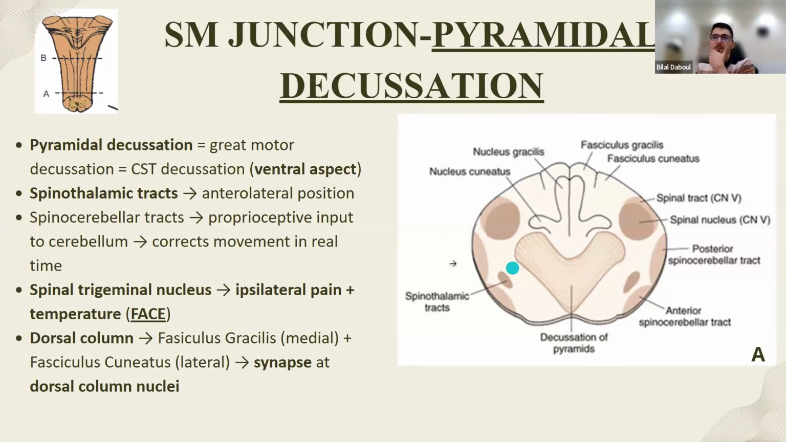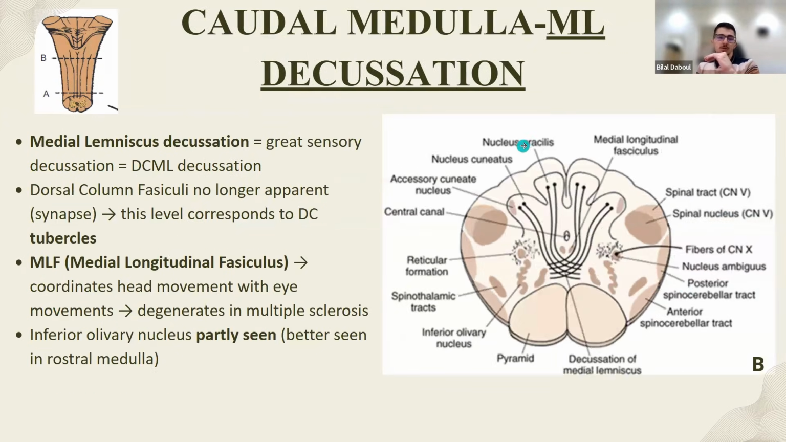The major thing I want you to remember at this section would be the pyramidal decussation, or the great motor decussation, the decussation of the corticospinal tract, the main motor tract. Again, ventral most aspect. Now we proceed to an upper section of the medulla. So we're cutting at B. This is the section of the medial lemniscus decussation.